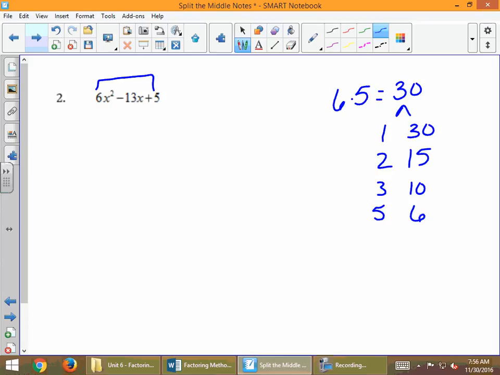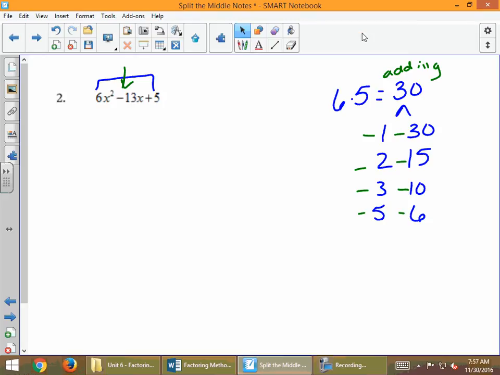Here's the thing. When we add to get our middle number, because again, whenever this number is positive, this is a positive 30, we're adding. Okay? But we're adding to get a negative number, so what do we know about the signs of all of our factors? They're going to be all what? They're all negative. So negative times a negative gives us a positive, and when we add negative numbers, they stay negative. So which one of these work? Which pair? 3 and negative 10.